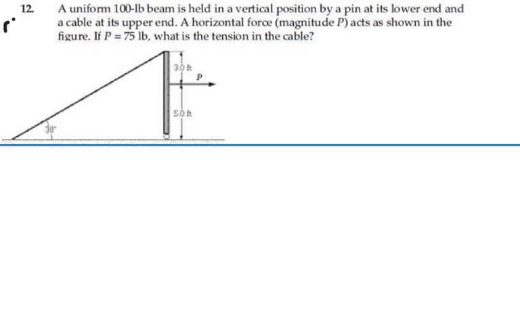Here's problem 12-12. A uniform 100-pound beam is held in a vertical position by a pin at its lower end and a cable at its upper end. A horizontal force, magnitude P, acts as shown in the figure. If P is equal to 75 pounds, what is the tension in the cable?